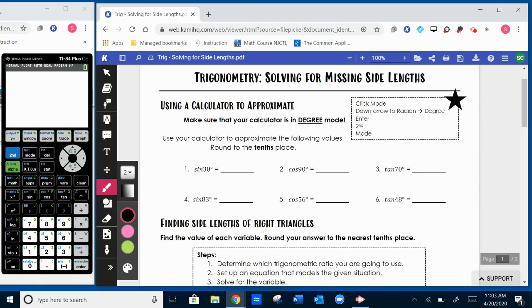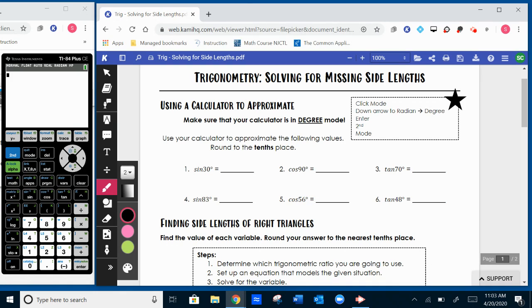So the first thing that we need to take note of when we are working with the calculator is the mode that we need to have it in. So if you look at the directions in the top right corner with the star, it tells us the step-by-step directions of how to get our calculator in the proper mode. So we're going to go over to the calculator. If you don't have one, you can access one online, as I did.